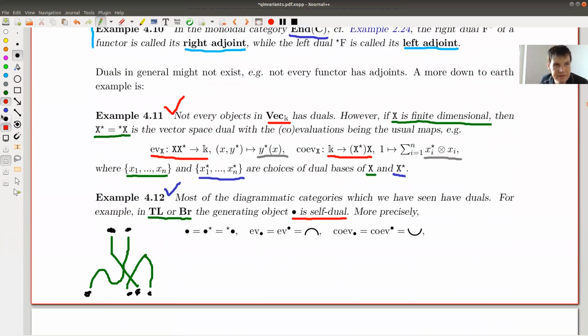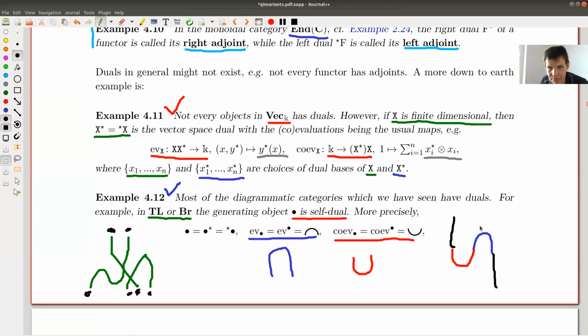And how do you see it? Well, what are the evaluation maps? What are the co-evaluation maps? Well, this is the evaluation map, and this is a co-evaluation map. And how can you see this? Well, you would need to check whether they are degenerate or not, and this is basically this diagram. Well, whatever. So whenever you see a cup and a cap, then you can pull it straight. Okay.